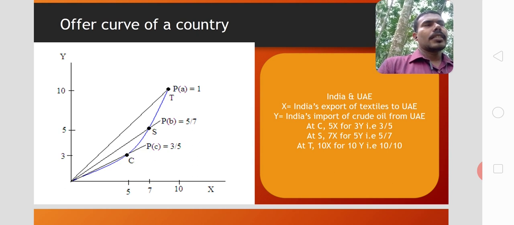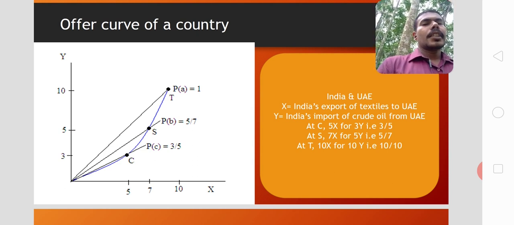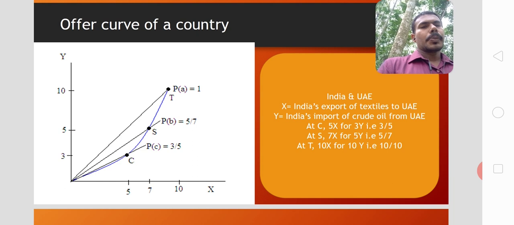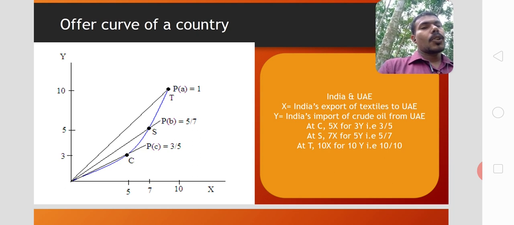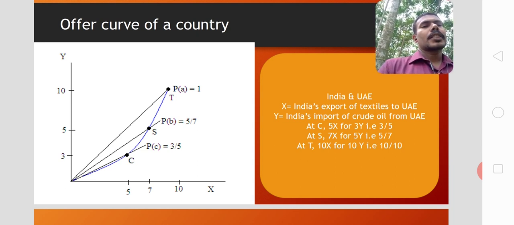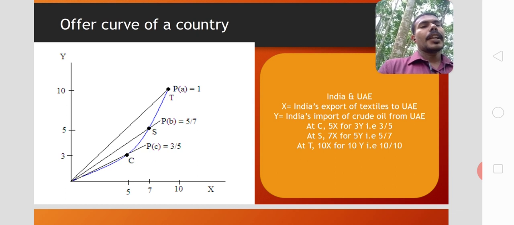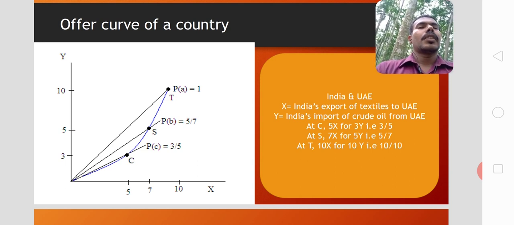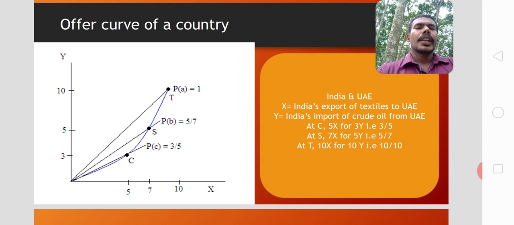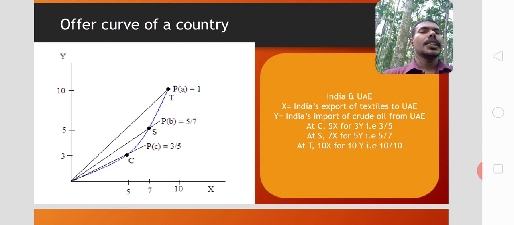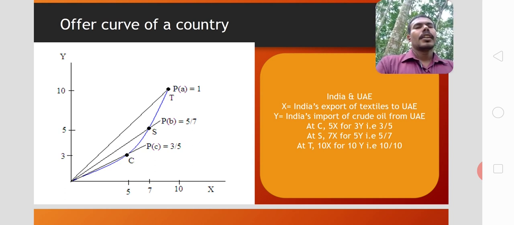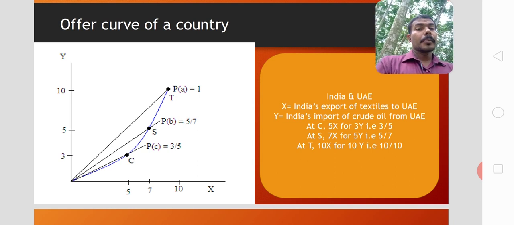In fact, the trade is done in the market economy, giving money to the exporters, settling the import bill. This is not barter trade, but this is a measurement of the gain of a country's trade, and how it reaches the equilibrium in international trade. So we have 3 points C, S and T. These are the points measured along India's offer curve to the United Arab Emirates.